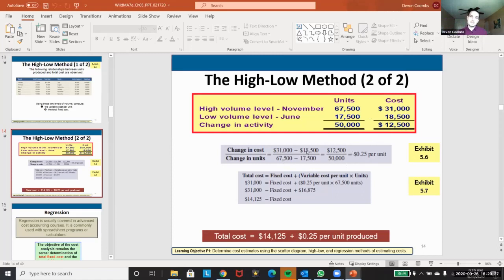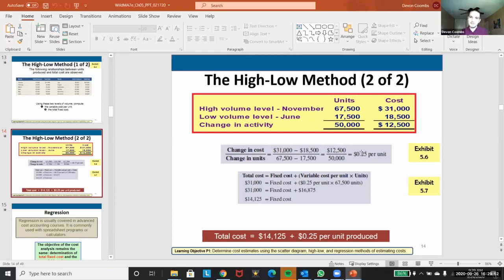This is our way to determine our slope. So 31,000 minus the 18,500 equals 12,500, divided by the 50,000 equals our 25 cents per unit. Now that we know that this is our slope, 25x, we just have to determine what our fixed costs are, and then we can plug it back into the equation.